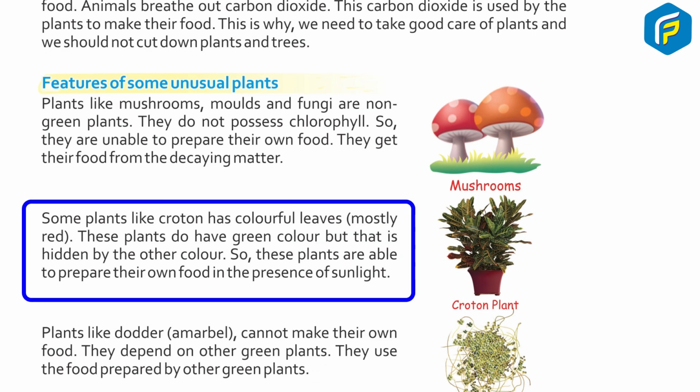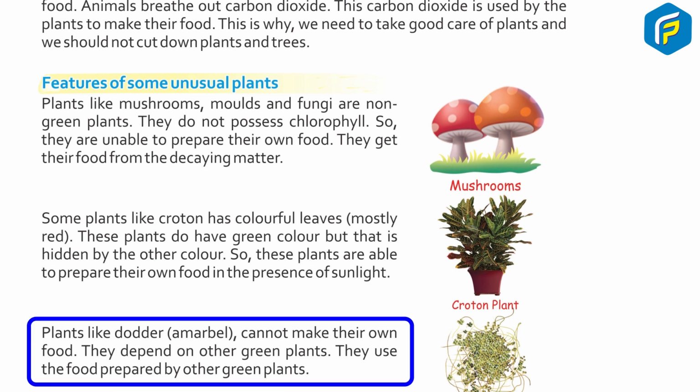Some plants like coleus have colorful leaves, mostly red. These plants do have green color, but that is hidden by the other color. So these plants are able to prepare their own food in the presence of sunlight. Plants like dodder and broomrape cannot make their own food. They depend on other green plants. They use the food prepared by the green plants.